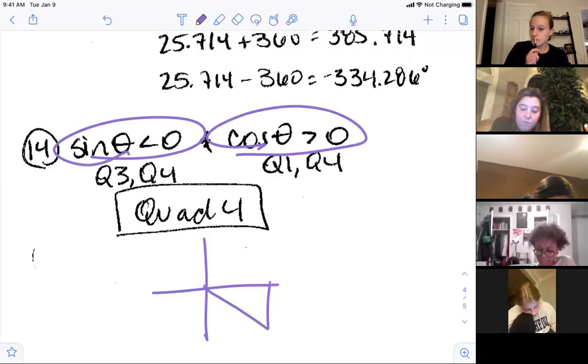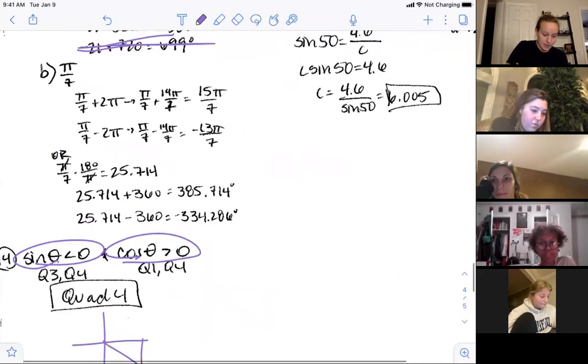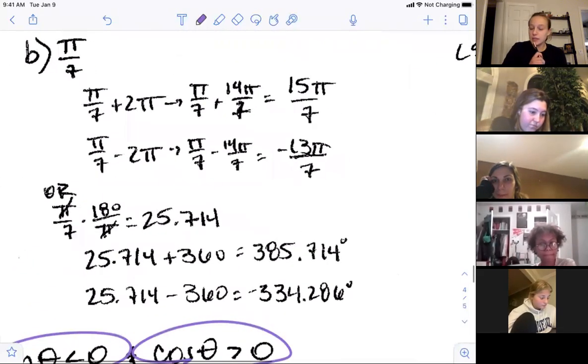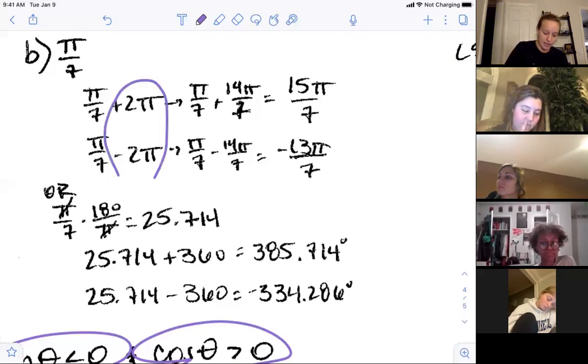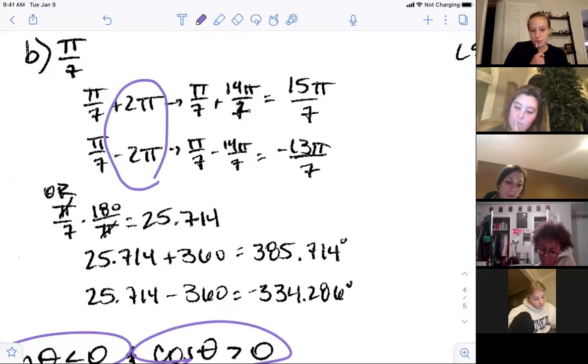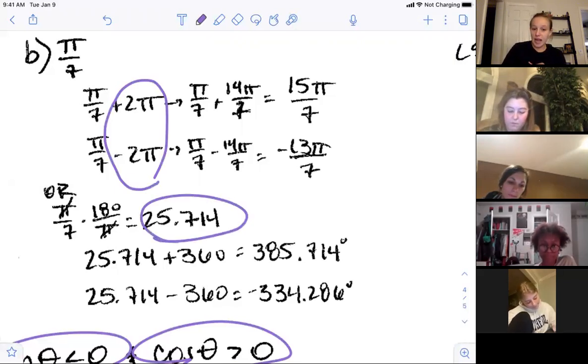Oh, I was doing 12 and I missed 13. Could you talk about 13B? I did very briefly. So for 13b, remember that in radians, the same thing as adding or subtracting 360 is adding or subtracting 2 pi. So that's just getting common denominators, adding and subtracting. I also showed that you could have converted pi over 7 into a degree, and then you could add and subtract 360 from that. So that is also an option.